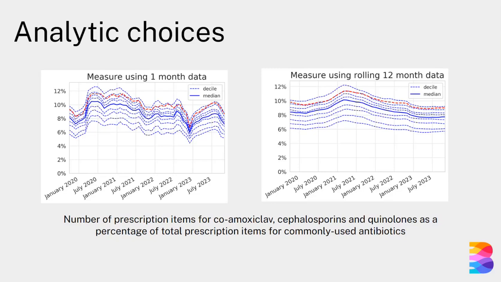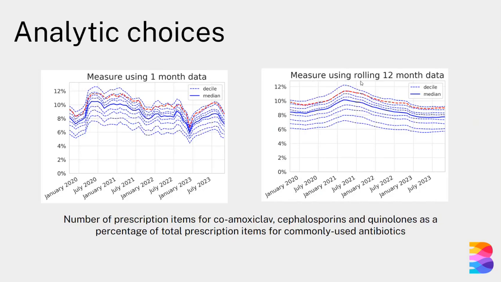We also make different choices, so you might find things don't look exactly the same as you might see elsewhere. This example here is one of our measures and how what we present differs from what others might present. This is looking at broad spectrum antibiotics as a total of all antibiotics.